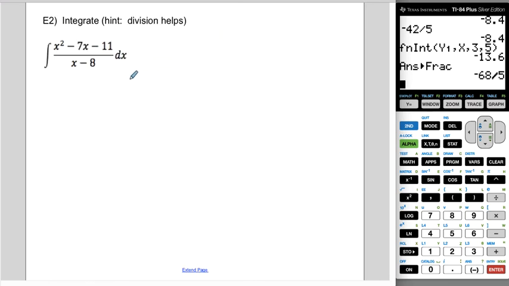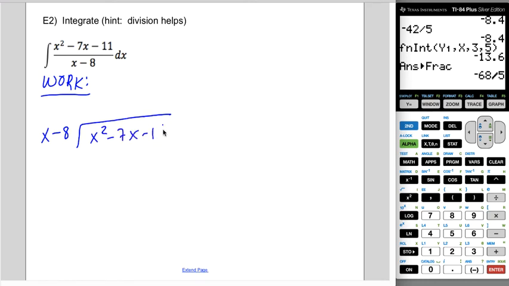All right, so now it's not going to pan out the way that it has in the last several problems. So now I'm going to have to do a little bit of work, and that work is going to involve division because x squared minus 7x minus 11 does not factor. And even if it did factor, it doesn't factor in a way that cancels the x minus 8. So I'm going to either do x minus 8 and divide it into x squared minus 7x minus 11. That's fine. Or because x minus 8 is a linear factor, I could do synthetic division, which I'm going to argue is a lot easier.